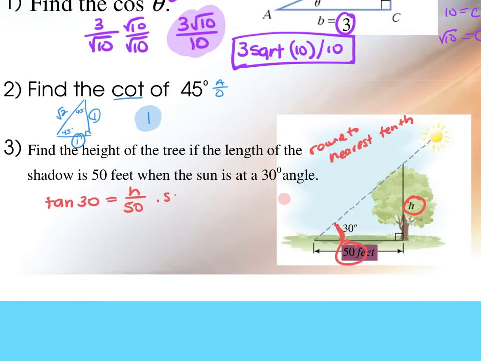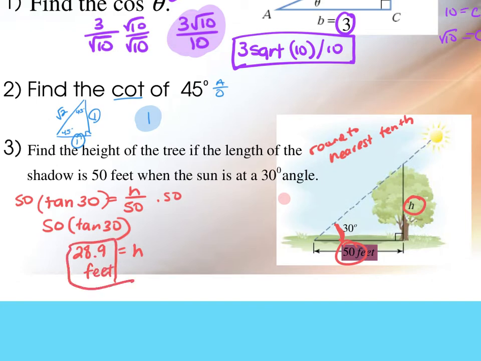And then I would multiply both sides by 50. And 50 times the tangent of 30 degrees in my calculator gives me the height. Again, making sure I'm in degrees. H would equal 28, rounded to the nearest tenth, so 28.9 feet. So on the quiz, you don't need the unit, okay? It's going to ask you just to give the numeric part of that.